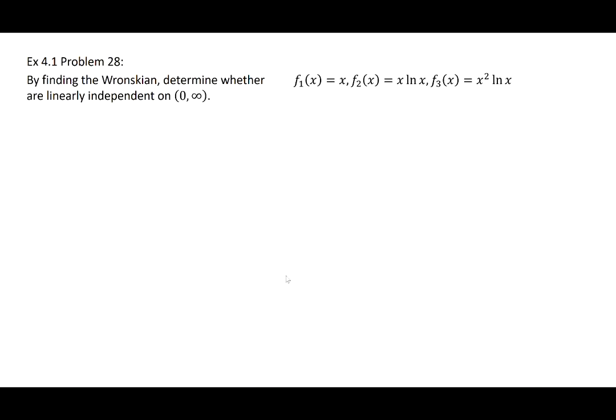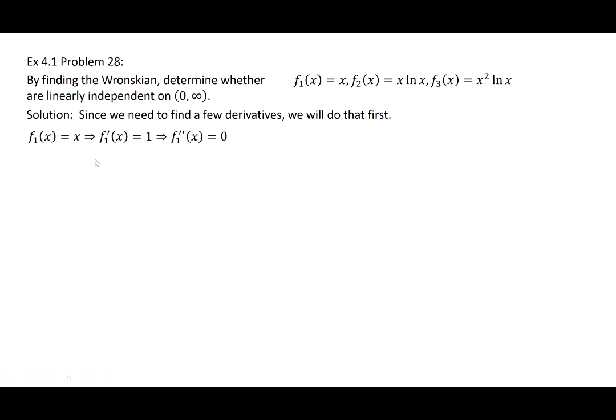Cool? All right. What about three functions? Similar. It's just that it's a bit of a pain finding the determinant. In fact, what I have decided to do is, because the derivatives tend to be just a little bit more involved, we'll take care of the derivatives. F1 of x is x. F1 prime of x, therefore, derivative of x is 1. Derivative of 1 is 0. That's f1 double prime of x.